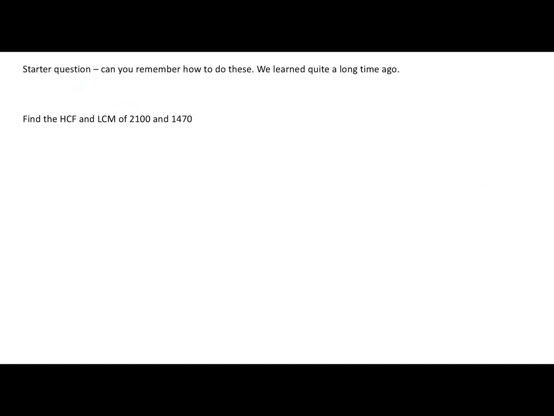Okay, so here's a little starter for you to do. We learned this quite a lot. I think I taught you this at the beginning of year 8. Let's see if you can remember how to do this. Find the highest common factor and lowest common multiple of 2,100 and 1,470. And just a hint, remember it uses Venn diagrams. Okay, so stop your video and see if you can do it on your own first.